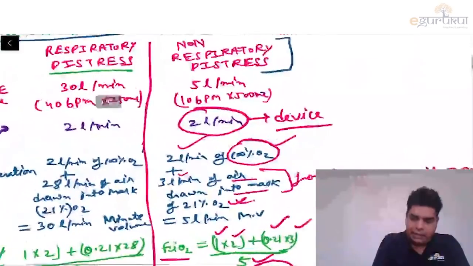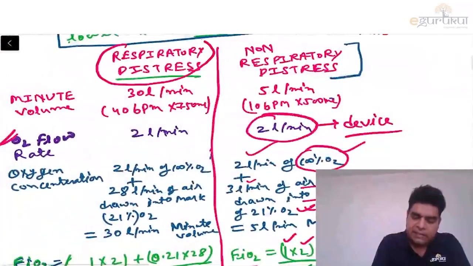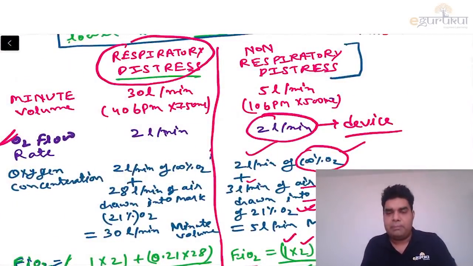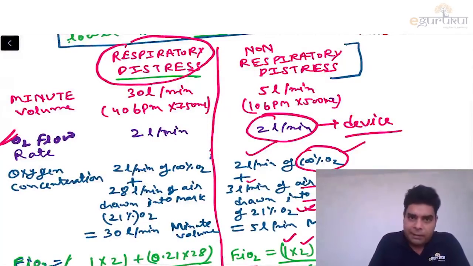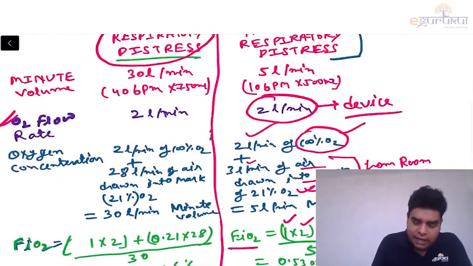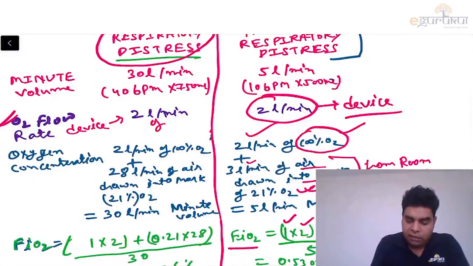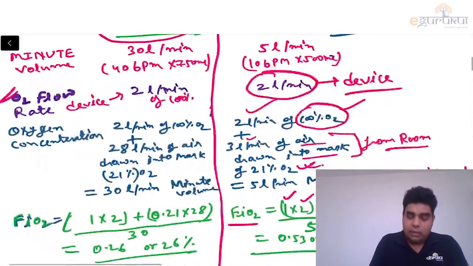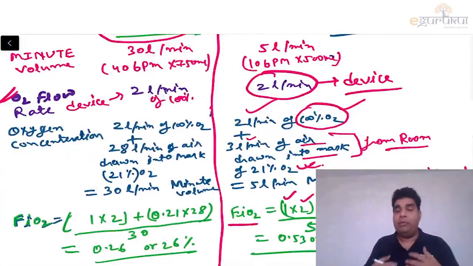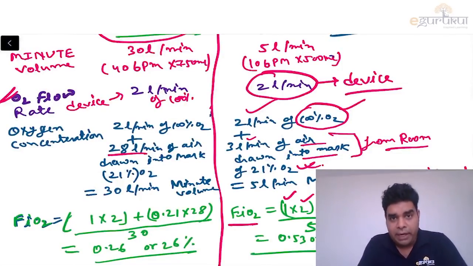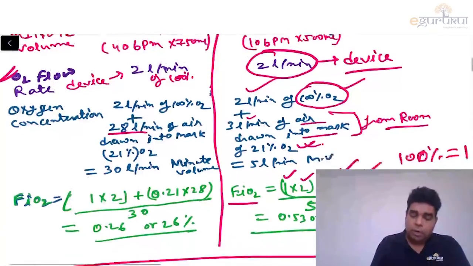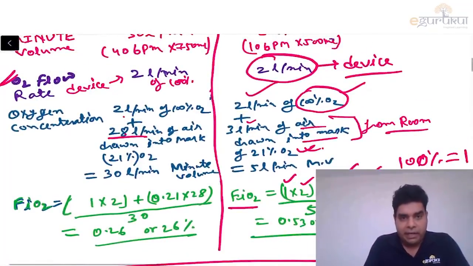But opposite to that, when a patient is in respiratory distress, the patient takes a large amount of air from the room, from the surrounding. So 2 liters is the air which is coming from the device. The device is giving 2 liters of 100% oxygen. And from the air, the patient, when under respiratory distress, is taking, suppose, 28 liters of air. So the total amount becomes 30: 2 liters plus 28, 30 liters.